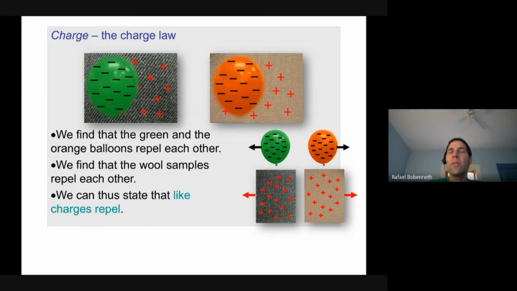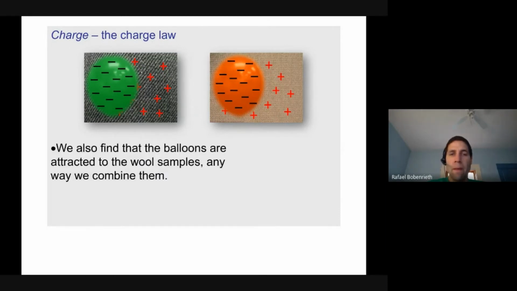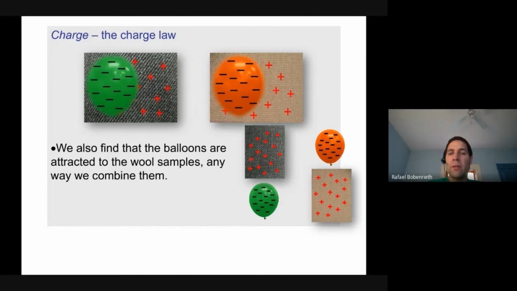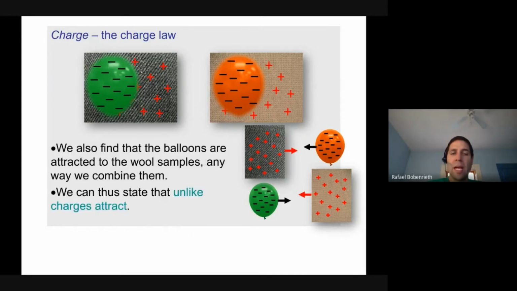Now notice in the balloons and the wool samples, they still have some of the other charge left, but the only thing we're representing here is the excess charge they have. They have more electrons or fewer electrons in the case of the wool, right? So we're just representing the excess charge. The other thing we'll find out is basically if you try and bring the wool back close to the balloon, they actually will attract each other, okay? And so we can say that unlike charges or opposite charges attract each other.